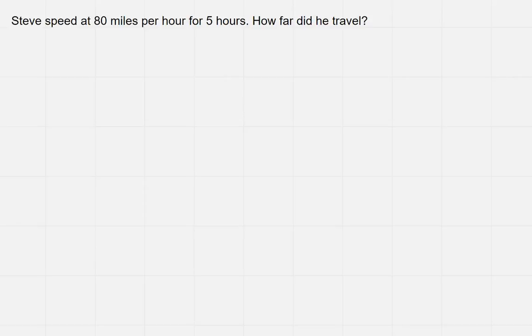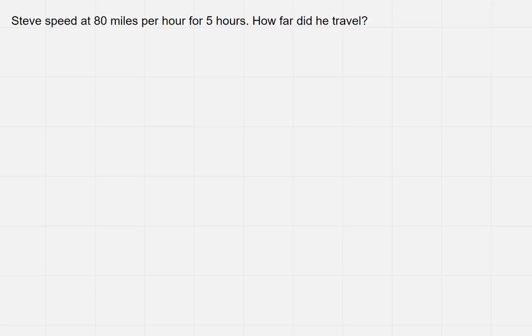We want to look at an application for doing these multiplication problems. So the very first one we're going to look at is this one where I talk about Steve, and he's speeding along at 80 miles per hour for 5 hours. So how far did he travel? You can probably relate to this, so that makes it a lot easier to actually do the problem.